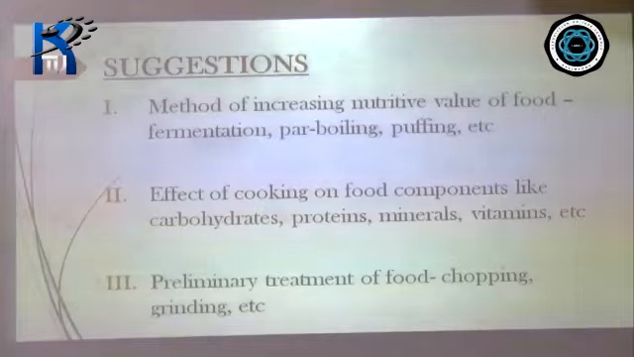As we all know, the complex carbohydrates are changed into simpler form. The proteins also are changed into simpler form, easily digestible. Minerals, vitamins, etc. many a times are lost during the process of cooking, so we have to be careful about that. Then another thing that you can give importance to is preliminary treatment of food, that is chopping, grinding, etc. That is also asked many a times.